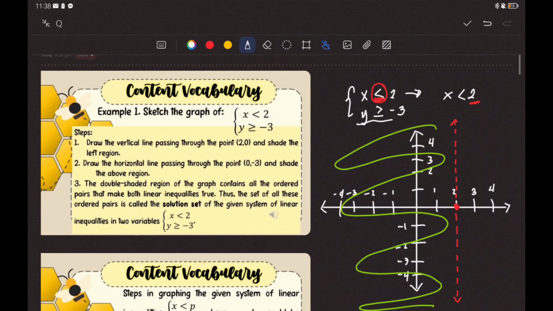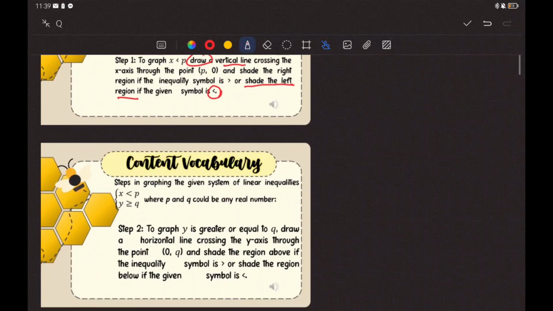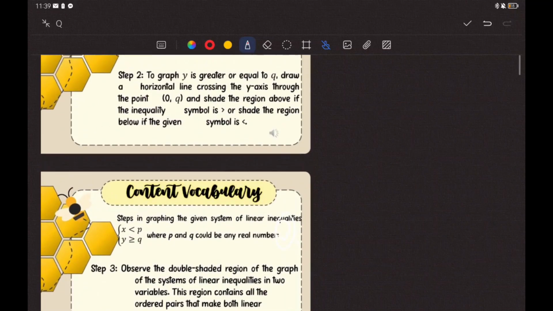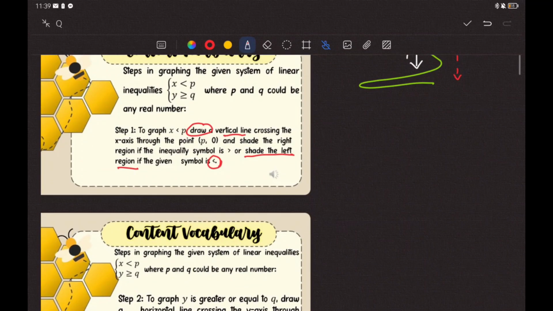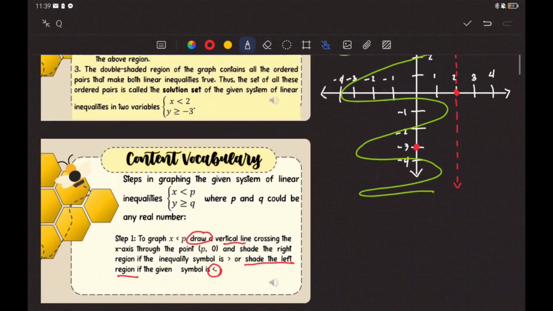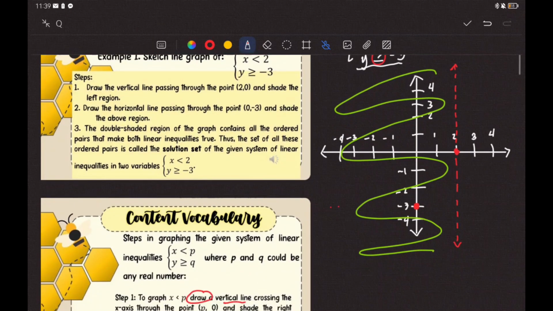the second inequality. We have here y is greater than or equal to negative 3. So that means our next point is here, which is negative 3 of y. And we are going to draw a horizontal line crossing the y-axis through the point 0 and q. Okay, since we are going to draw a line crossing, we need to remember what inequality we are using, that is greater than or equal to. So we are going to use a solid line.